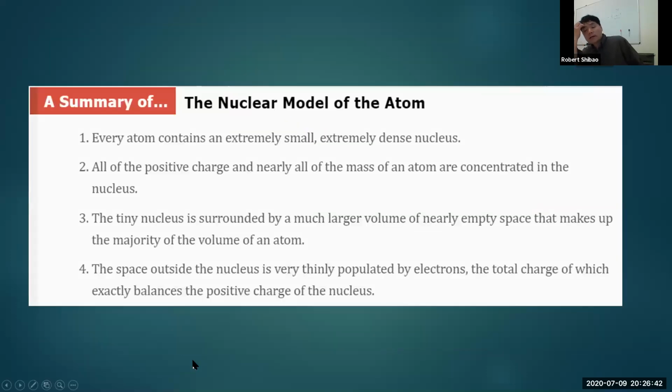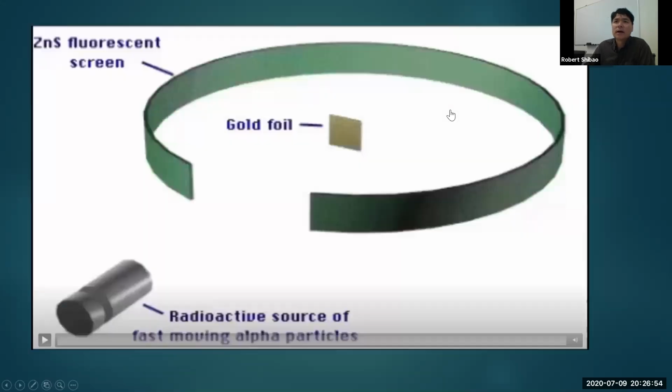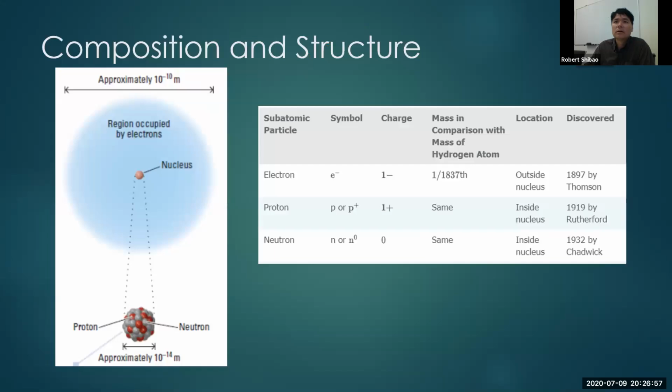So let's summarize the nuclear atom model here. One, every atom contains an extremely small, extremely dense nucleus. It's extremely dense. I didn't talk about the mass, did I? Let me go back and look at the mass. Most of the mass of the atom is in the nucleus here.